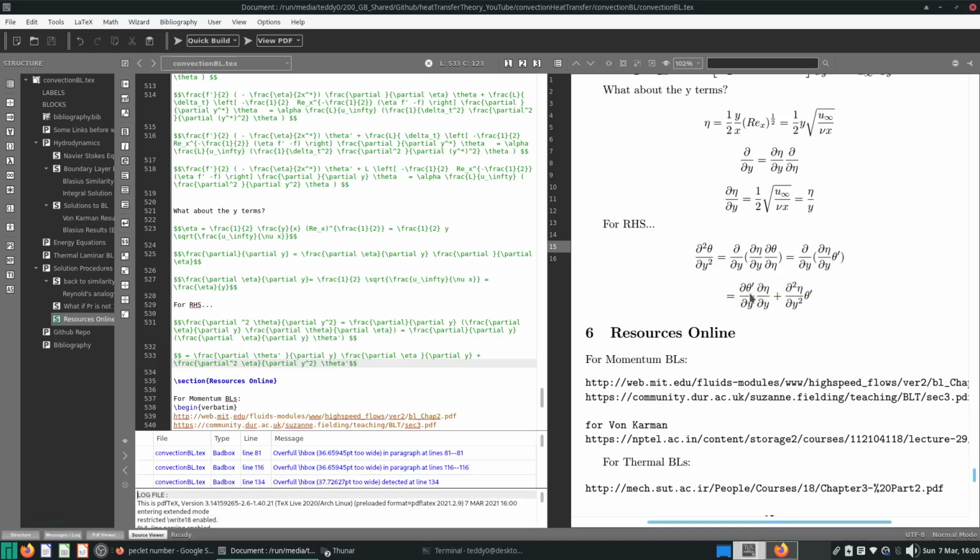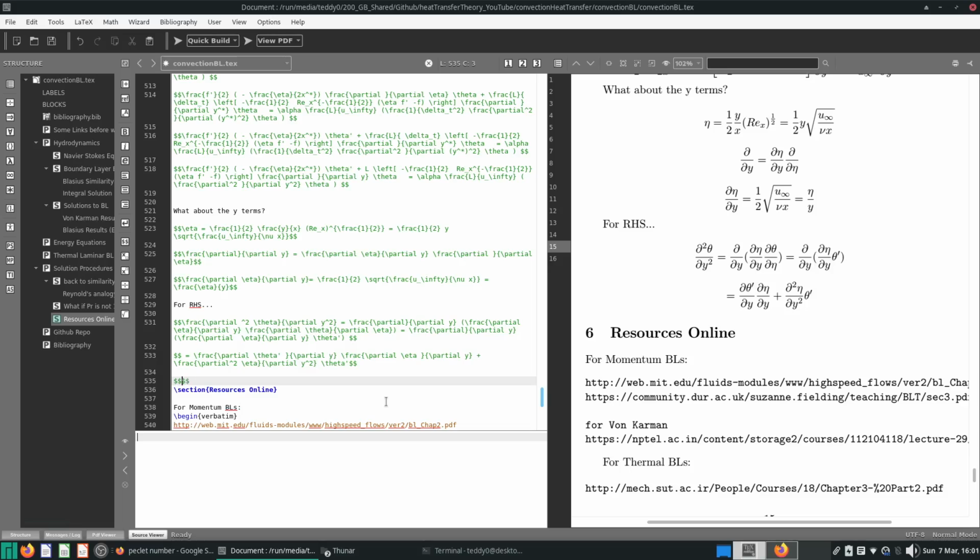Okay, this one is a bit easier to do because we can just do some change of variables there, and we'll see what happens. Okay, this guy here, let's see what we need to do about it. So let's do the right hand side term. So we have partial square eta partial y square.